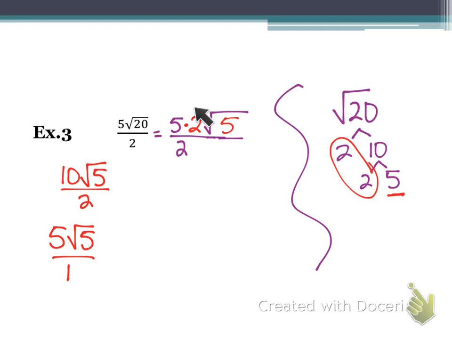Does anybody see, if we go back up here, what else I could have done at this step? Cancel what? Cancel out the 2's. If you have a factor that's in common in the numerator and the denominator, they can go ahead and cancel each other out to reduce, and we're still left with the same answer. So we're still left with 5 square root of 5 either way. You can put it over the 1 or you can just leave it plain. Either one is fine with me.